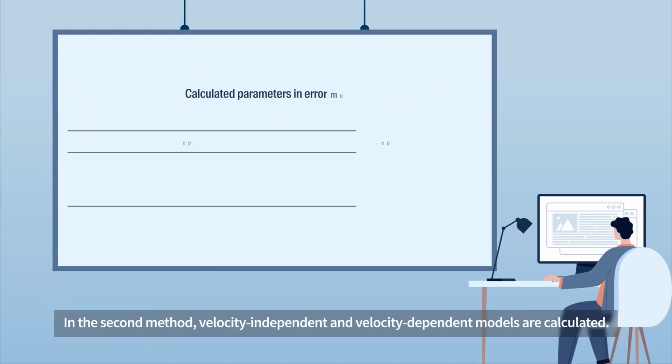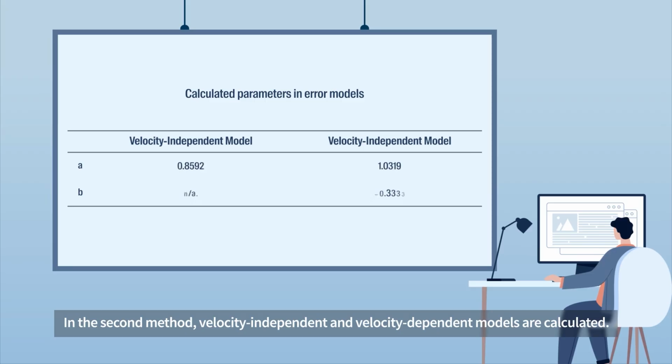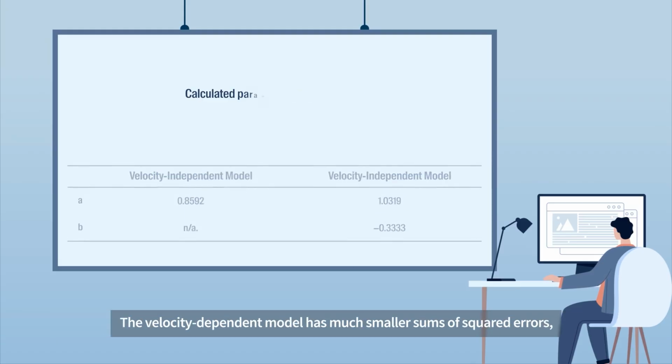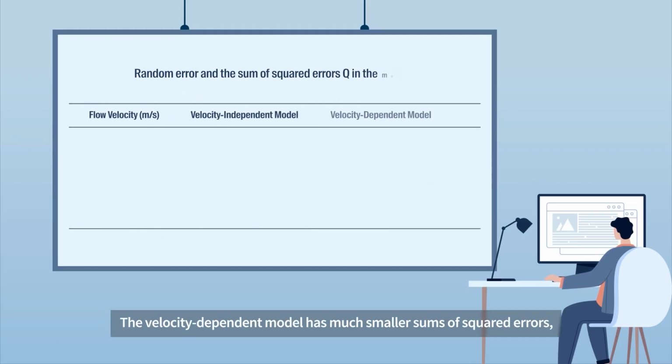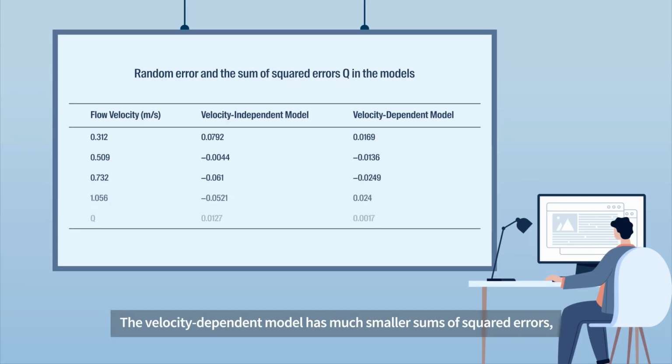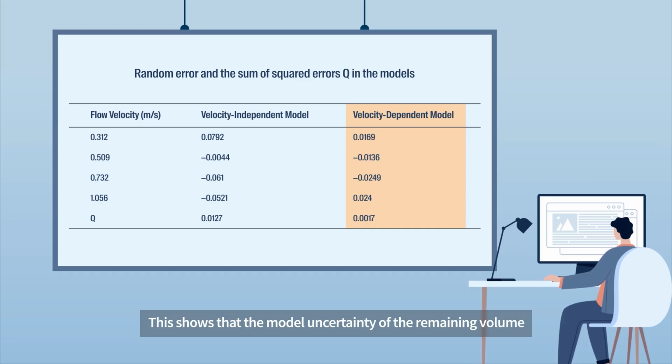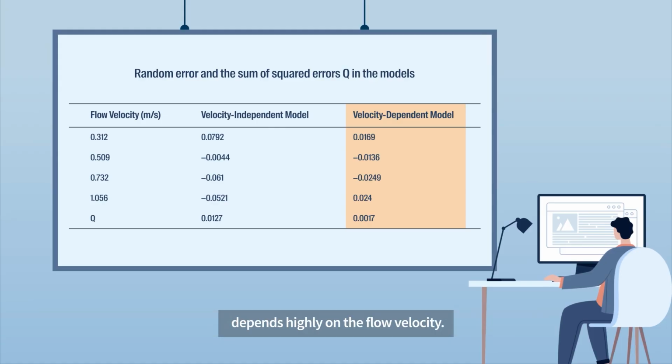In the second method, velocity-independent and velocity-dependent models are calculated. Both models can improve the numerical result and make it closer to the experimental result. The velocity-dependent model has much smaller sums of squared errors, which shows that it is a better method for characterizing uncertainty. This shows that the model uncertainty of the remaining volume depends highly on the flow velocity.